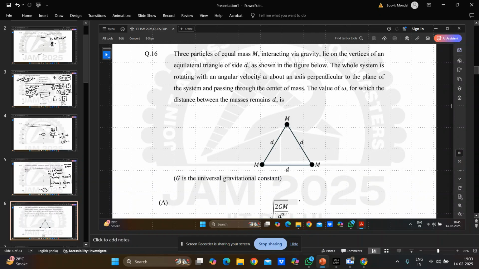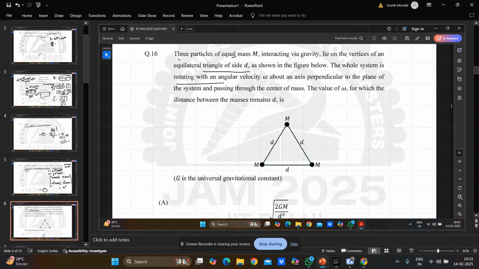All the options are not visible, sorry for that, but you know the options. Actually you have the questions and the response sheet, so you know the options, so better look at the solution, not at the options. Okay, so three particles of equal mass m interacting via gravity lie on the vertices of an equilateral triangle of side d, shown in figure.